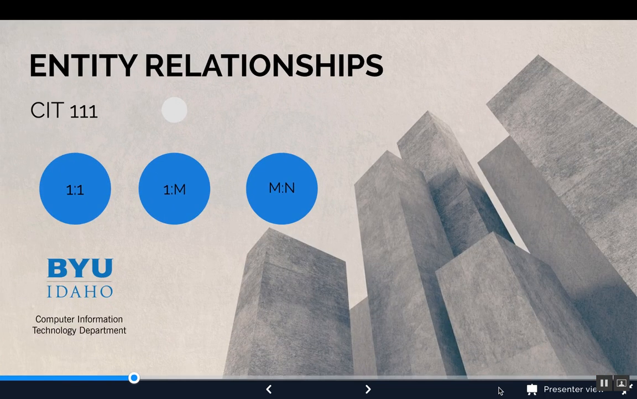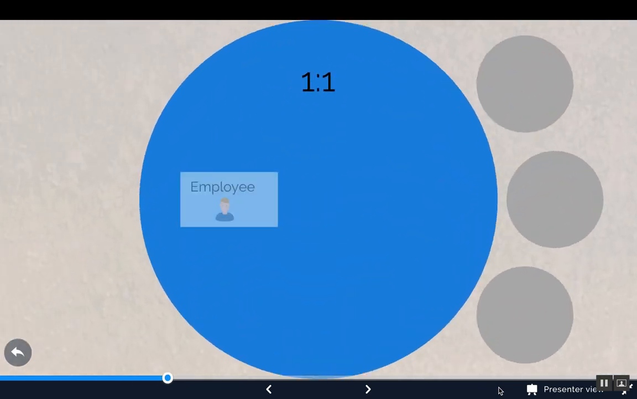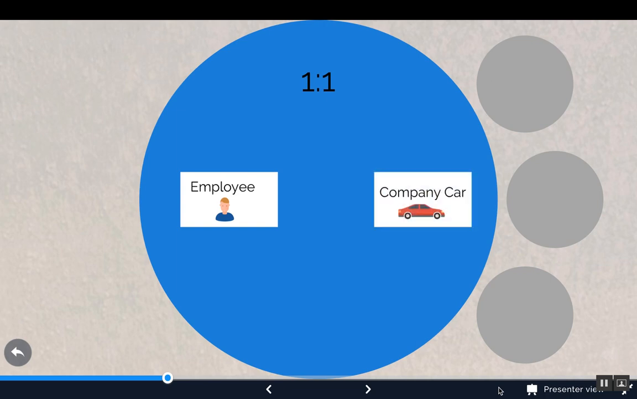Let's look at the one-to-one relationship. Say we have an entity representing an employee, and we have another entity representing a company car. We know that each employee is allocated a company car, and each company car is assigned to one employee. If we look at the crow's feet notation representing this relationship, we see that one and only one employee has a company car, and one and only one company car is assigned to an employee.